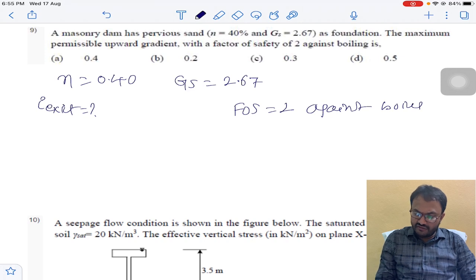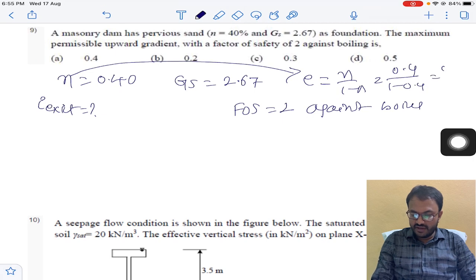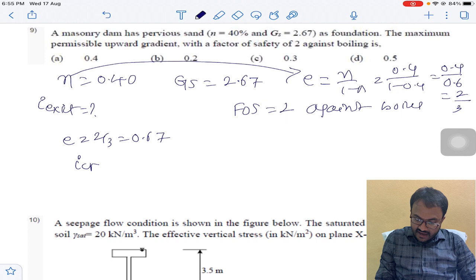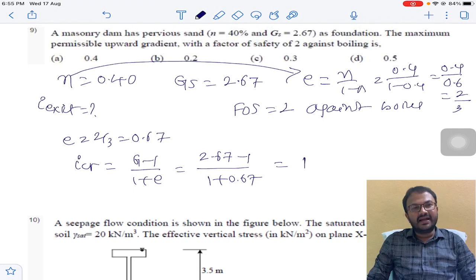Okay. So first of all he has given porosity. By using porosity we can get the void ratio, e equal to n by (1 minus n), that is 0.4 divided by (1 minus 0.4), which is 0.4 divided by 0.6, it is 2 by 3. So e is equal to 2 by 3, that is 0.67. Critical hydraulic gradient ICR is equal to (G minus 1) by (1 plus e), that is (2.67 minus 1) divided by (1 plus 0.67). You will get 1. Critical hydraulic gradient is 1.